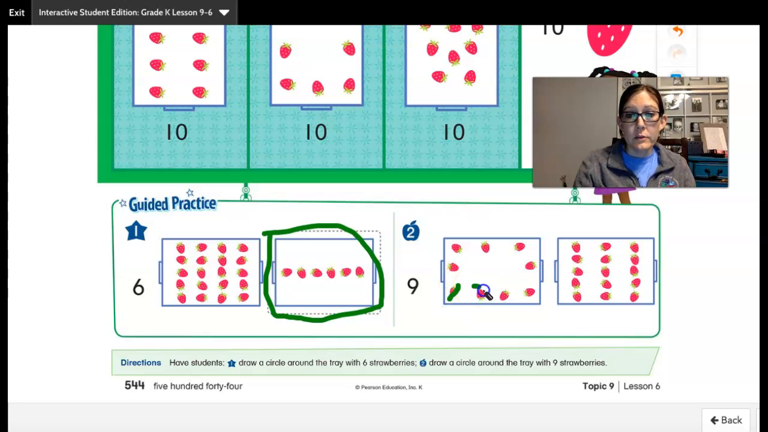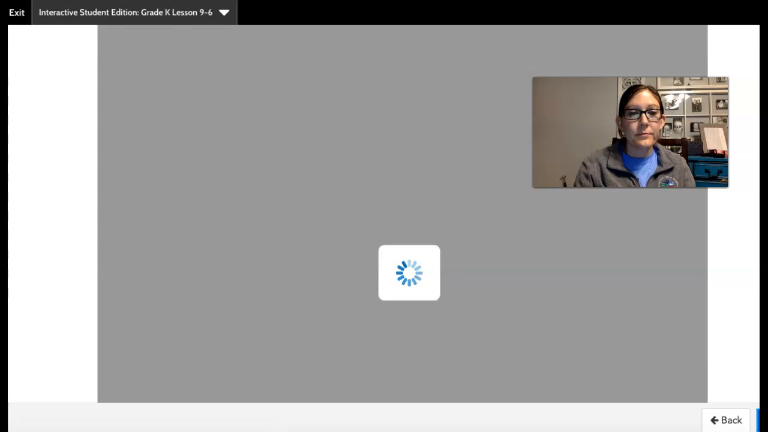1, 2, 3, 4, 5, 6, 7, 8, 9. Did I get all of them? Yep, and that is the tray that has 9 strawberries on it. Very good. This one looks like it has more than 9, doesn't it? Go ahead and turn your page.